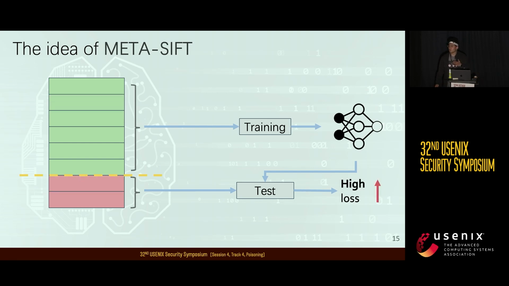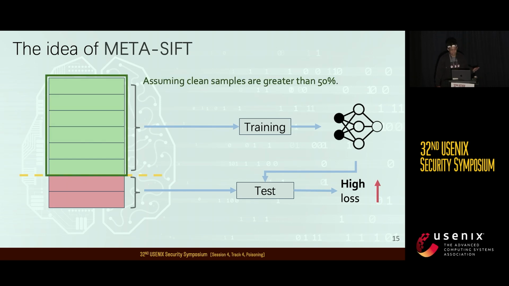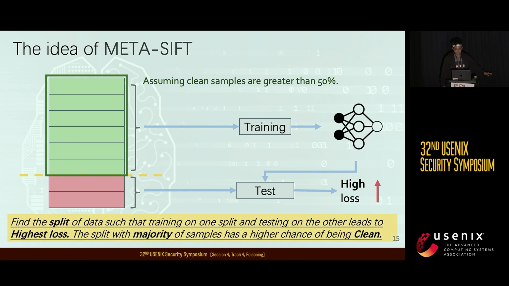Our objective becomes more and more clear now. How can we find a data split that maximizes the test loss over the other split? As we assume the clean samples are greater than 50% of the whole data set, the split with the most samples has a higher chance to be clean.